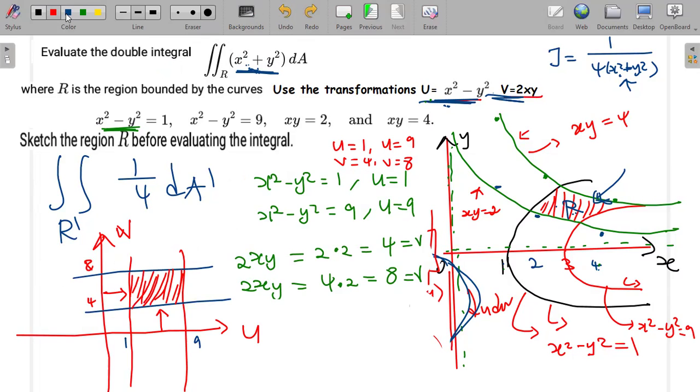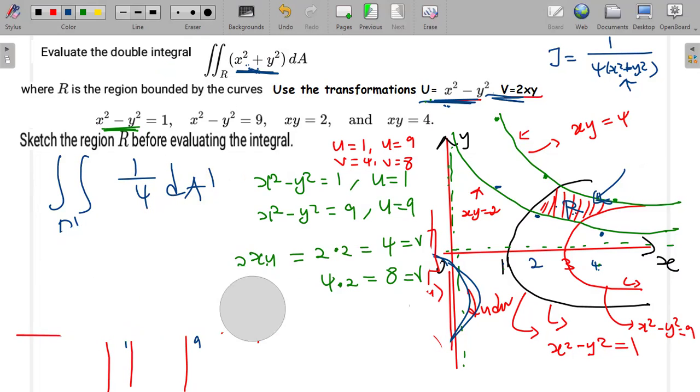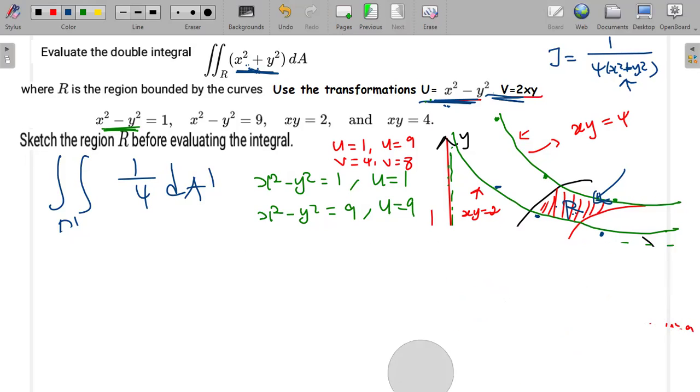Before I even erase this, can you see that this region in the UV plane is so easy to deal with compared to this one in the XY plane. That's why we were changing the variables, so that it becomes easy like that. Now we can erase this part, and then we evaluate the integral.